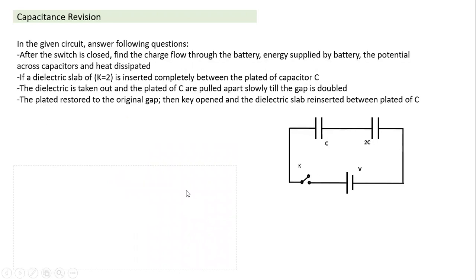Okay, now let's understand some questions which involve loss of energy and so on. So let's look at this question. There are 3 or 4 parts. Let's do all parts here one by one. All switches are closed. When switches are closed here, find the charge flow of the battery, energy supplied by the battery, potential across the capacitor, and heat dissipated.